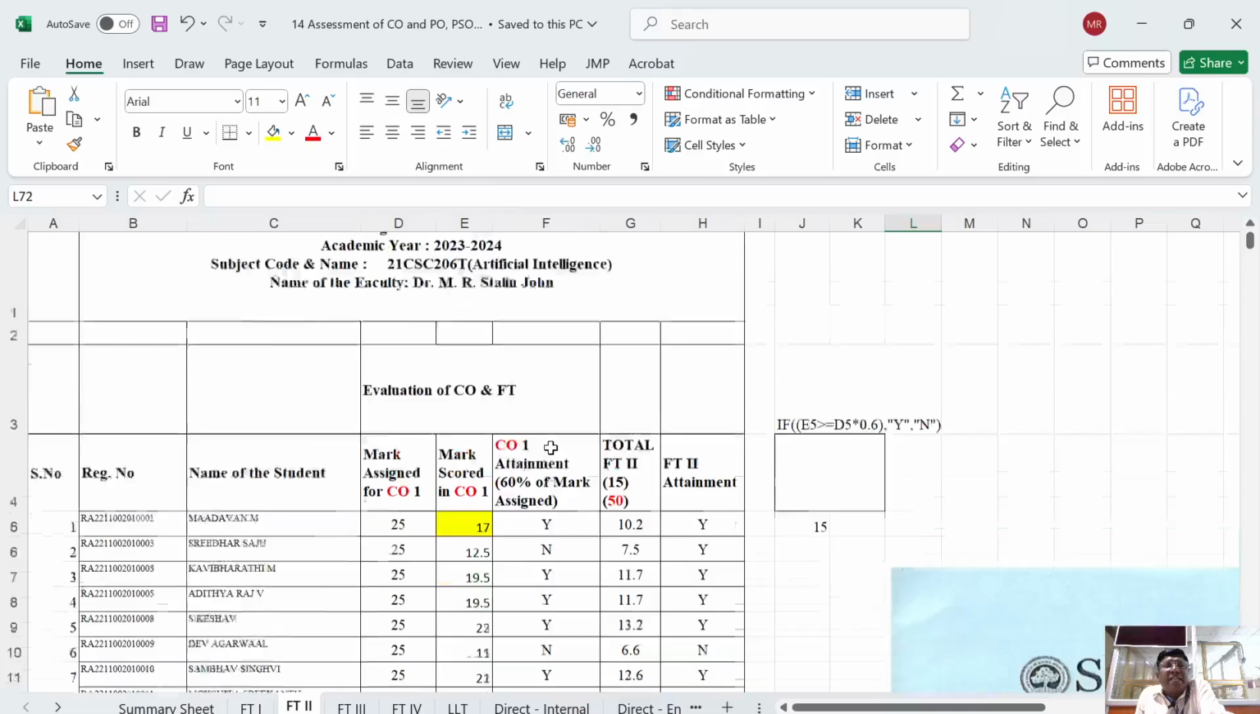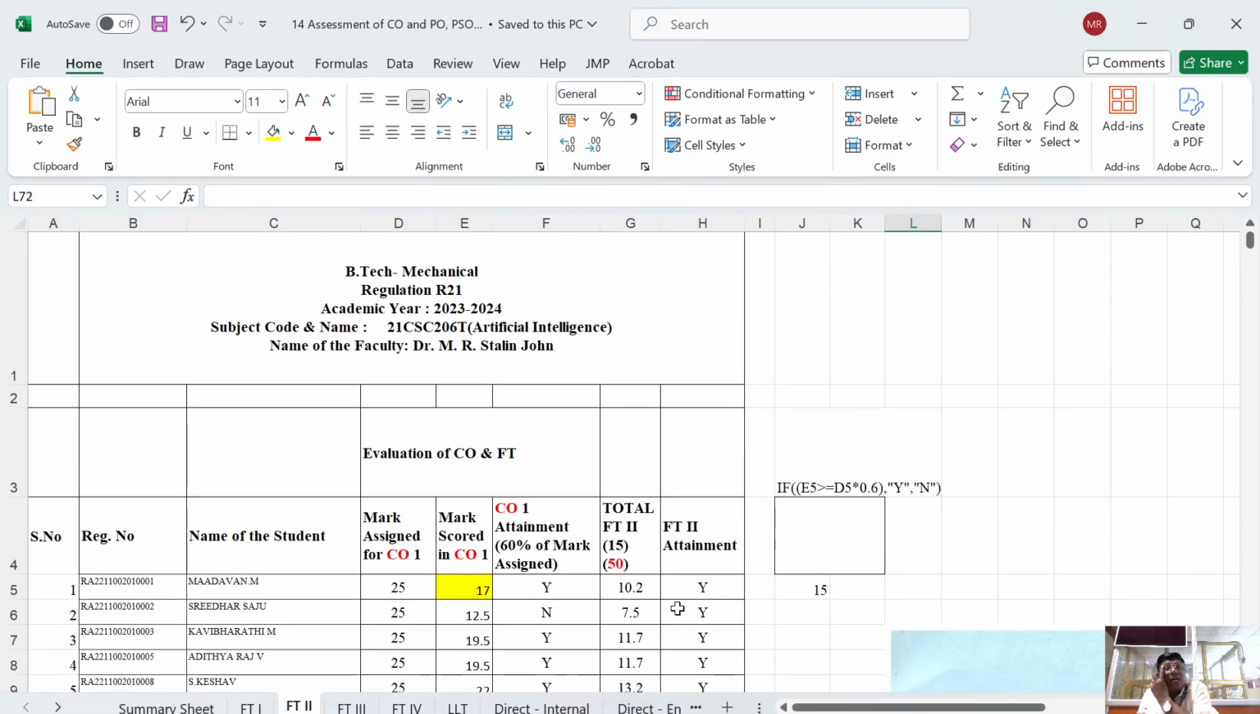Because CO1 is common for all units, for formative assessment 2, whatever marks are scored by the student, 17, we check whether it is 60% or not, and we have to give yes or no. If you look at 25 into 60%, it is 15. So 17 is greater than 15, so it is given as Y, yes. Otherwise it is no. Now if you look here, 12.5 is less than 15, so it is no. Similarly, this is nothing but the TLP5 we are following, which is a 50% mark.